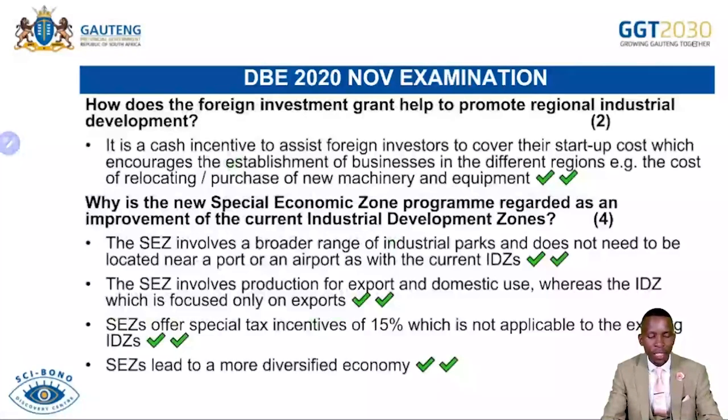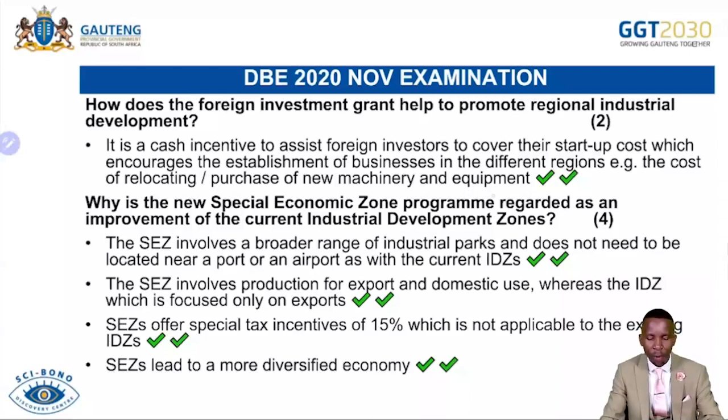We continue. How does the foreign investment grant help promote regional development in the country? It is a cash incentive to assist foreign investors to cover start-up costs, which encourages the establishment of businesses in the different regions, e.g., the cost of relocating, purchase of new machinery and equipment. We know that it is given to those industries that are relocating from their country to South Africa. As they transport or mobilize their machines and equipment, they will be given that particular incentive, which is known as the foreign investment grant.